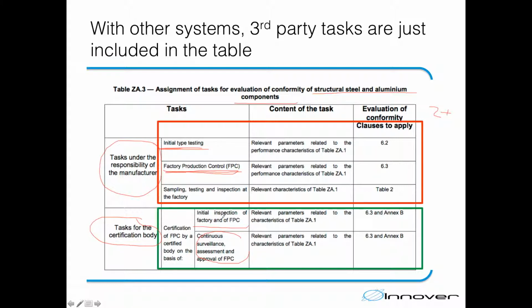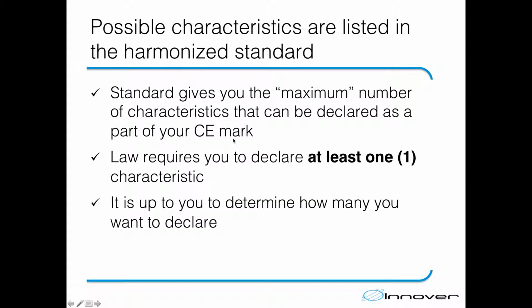But naturally this begs the question of what kind of characteristics you must determine and how you must determine them. And the thing is that all possible characteristics are listed in the harmonized standard, and we're going to take a look at what those listings look like. But the thing to remember here is that the standard only gives you the maximum number of characteristics that can be declared as part of your CE mark. And here the key is maximum number of characteristics.